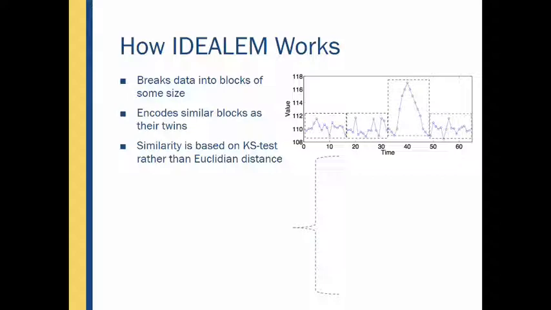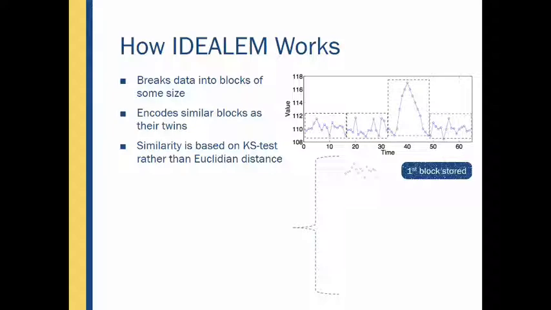If you have this one-dimensional time series data, you can break down the 64 samples into fixed-size data blocks. For instance, here each of these data blocks has only 16 samples, so we can break this down into four different groups. The main idea is that you can encode similar blocks as their twins. The important thing is that, compared with other conventional compression algorithms, this similarity is based on a statistical similarity called the KS test rather than the typical Euclidean L2 distance. That's the main difference between our research and other people's research.